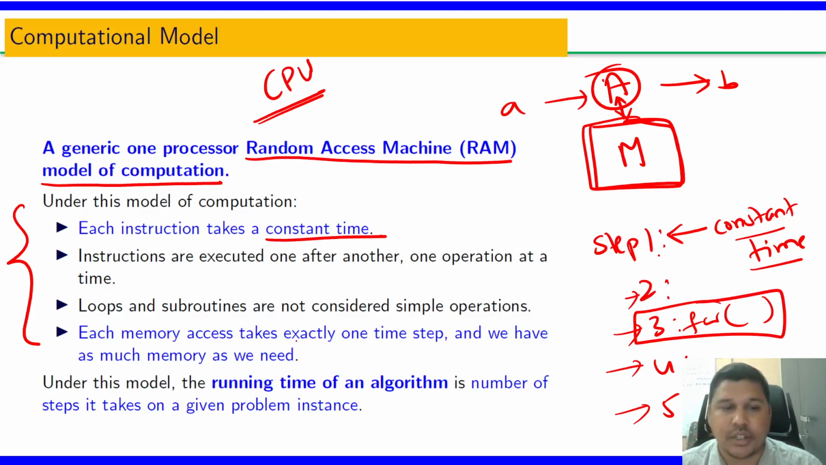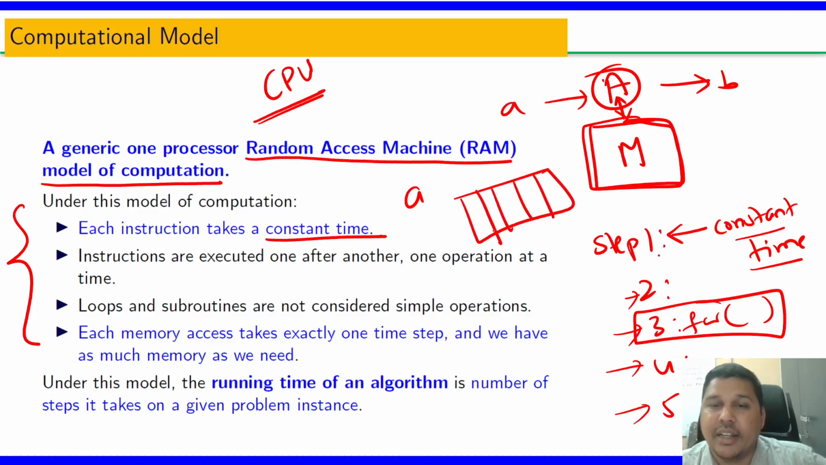That is the third point. Fourth, each memory access takes exactly one time step. Once you are storing values, this array A has a number of elements, and if I am accessing them, each one will take one step. Each memory access takes exactly one time step.